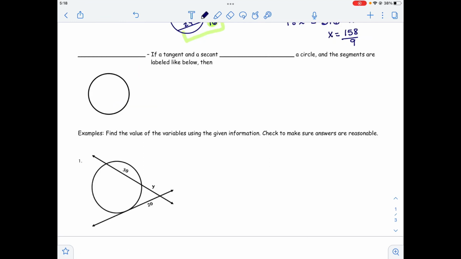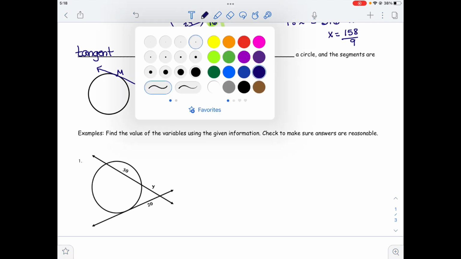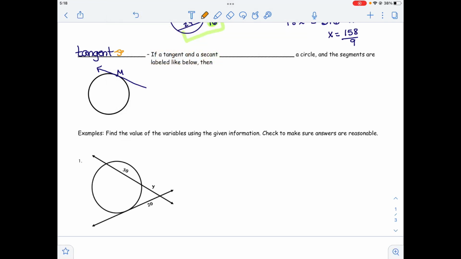Our next kind is tangent. So we'll draw a tangent. Remember the point that they hit right there is called the tangency. I'll go ahead and label it M. And then we're going to have a secant. So we'll go here. So we're going to think about this one.